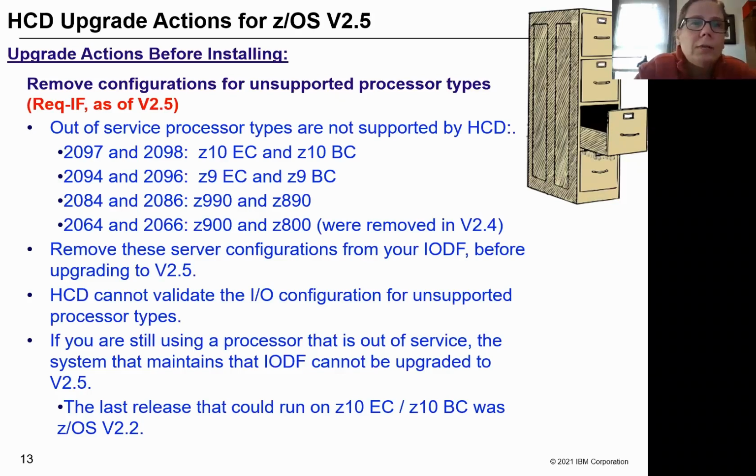So if in your IODF you have a z10, z9, z990, or z900 still defined in that IODF, you need to remove those configurations or you will not properly validate your IODF. So just check that today. That's something that you can do right now, easy to do. A lot of people I've seen have already done this a long time ago. It's just that HCD formally will not support those in an IODF, so it won't validate anymore. So take a look at that.